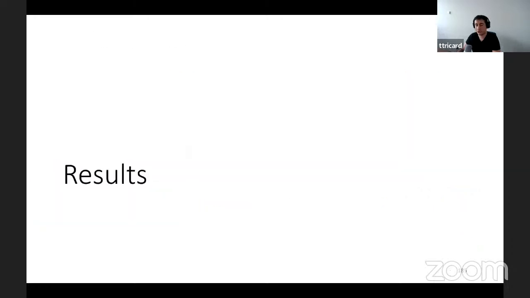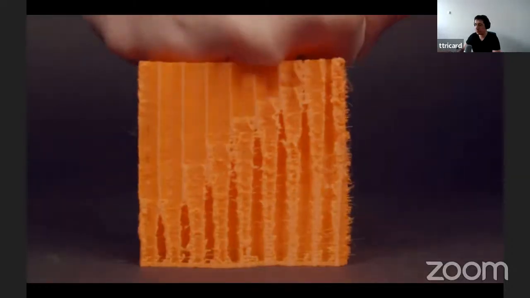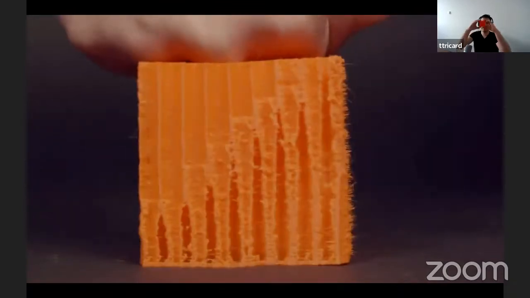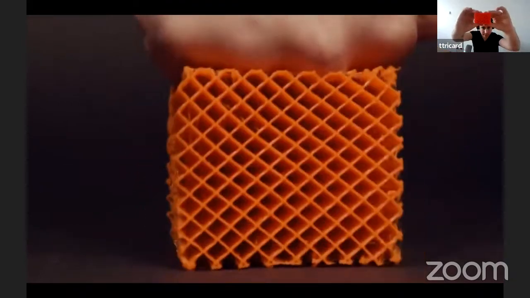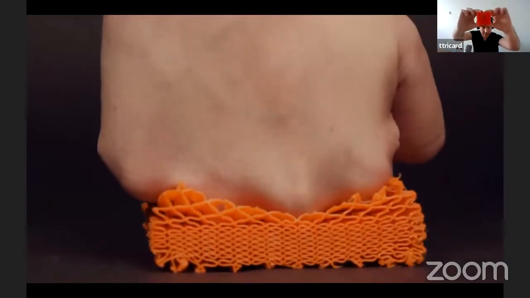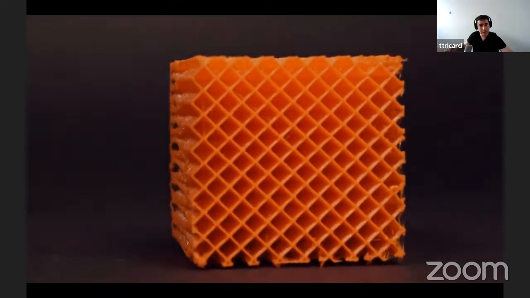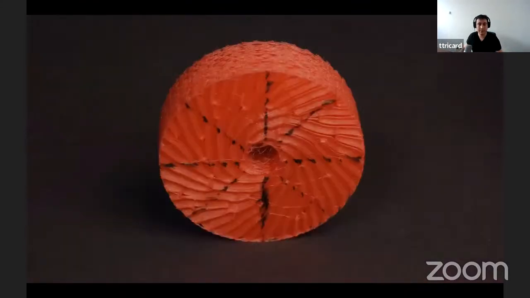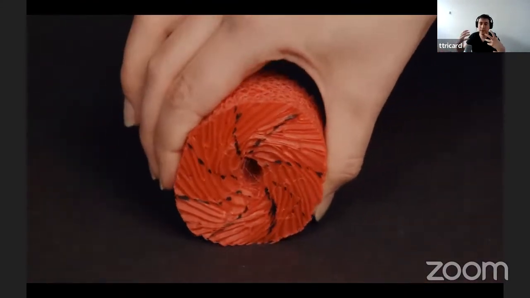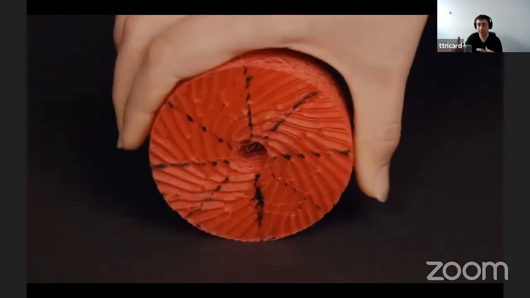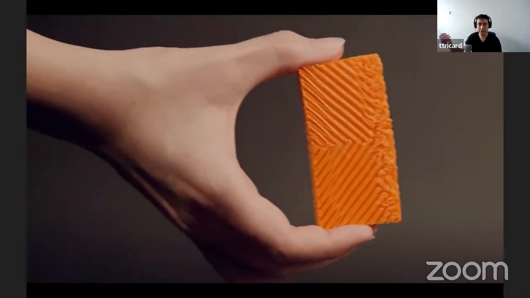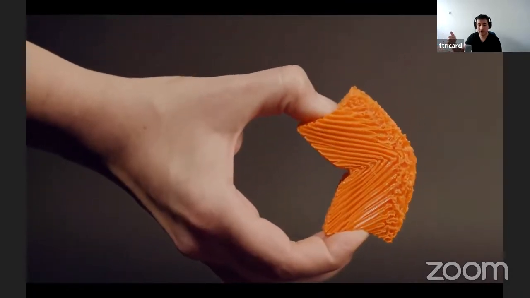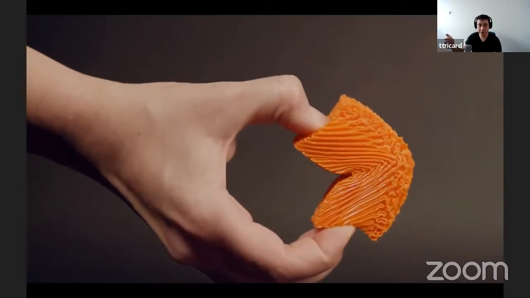And so now for some results. We have a video, and as I said earlier, it's quite strong in this direction. I don't know if you see, flexible in this one. We did multiple tests with that. Here is an example of a spiral orientation field, and as you can see, it creates interesting deformation in the results. Here you have an example of a joint we tried to make, where the joint can only bend in one direction.